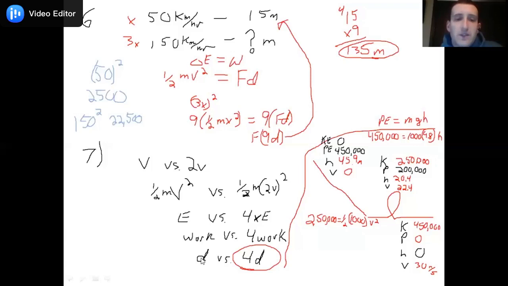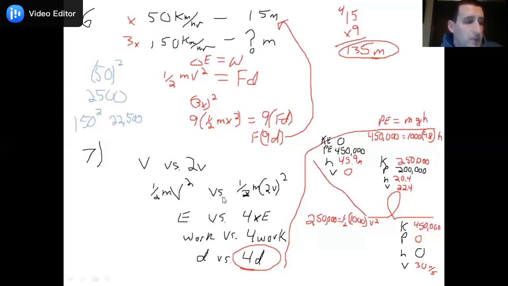So again, just trying to drive home this idea of the squared relationship of energy. This is why we have speed limits. This is why we have low speed limits in residential areas, because it does in fact take you a significantly longer time to stop if you are going faster, and that is because of the kinetic energy relationship.